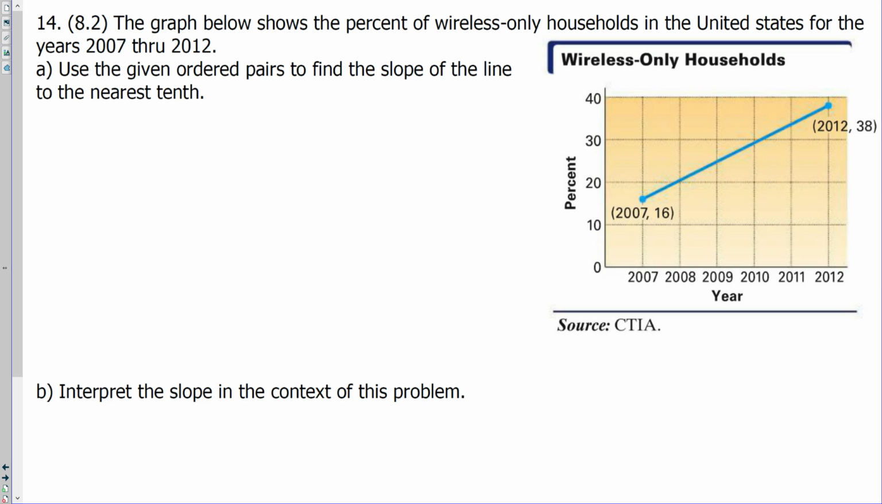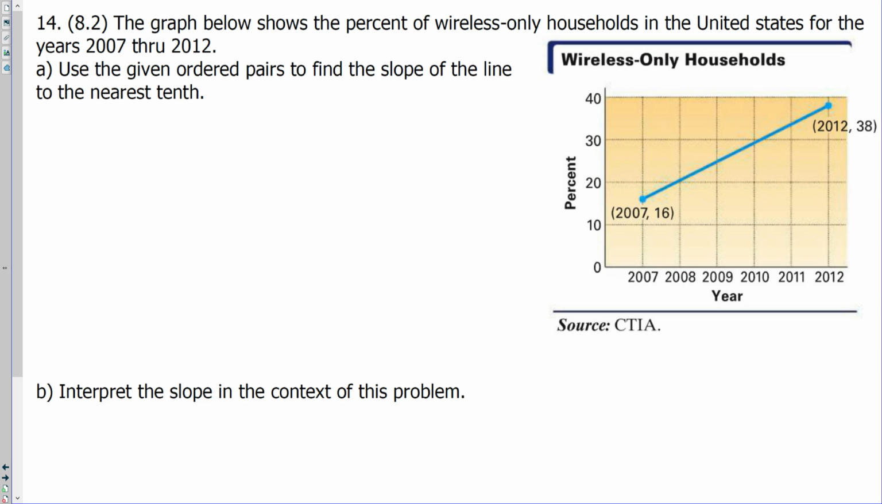Problem 14 comes from section 8.2. This is where we looked at linear equations. In particular, we looked at slope. So we have a graph given here that represents the percent of wireless-only households in the United States for the years 2007 through 2012. We want to use the ordered pairs that are given on our graph to find the slope of the line to the nearest tenth. So normally a slope is a fraction, but here we want to round it as a decimal for our answer because that's going to be a little bit more meaningful for this particular problem.